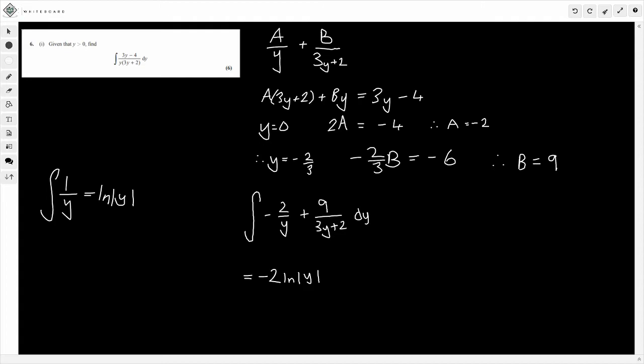And then we'll do the same with this part of the partial fraction. Well, what's the derivative of the denominator? 3y plus 2, the derivative of that will be 3. But we need 9. So what do I times 3 by to get to 9? It's going to be 3. So this is going to be plus 3 ln (3y plus 2).